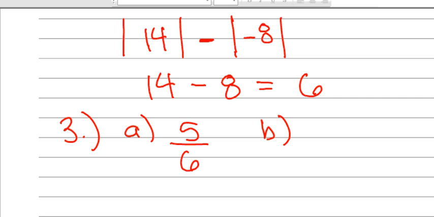For part B, if you count up the darkly shaded rectangles, I've got 7 out of a total of 9. So I've got 7 shaded over 9 total, which is the fraction 7 over 9.